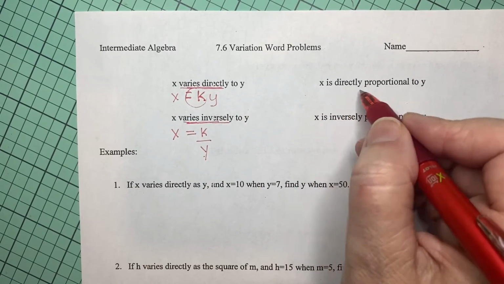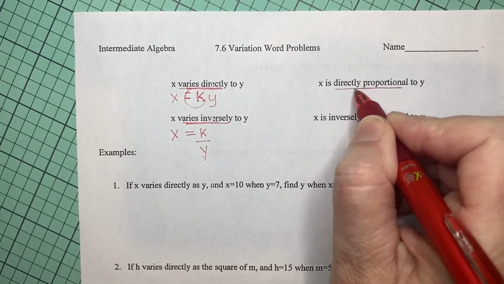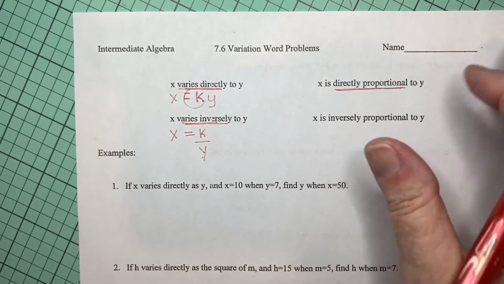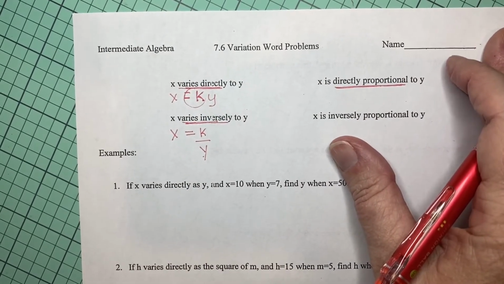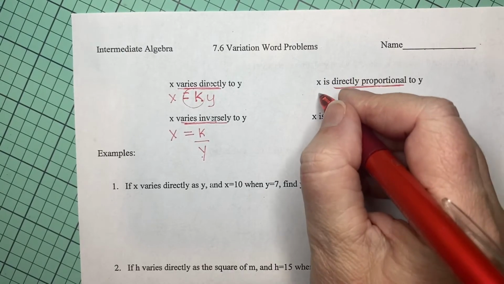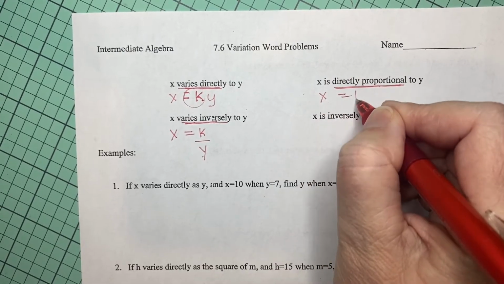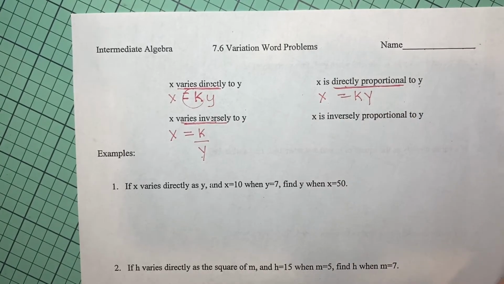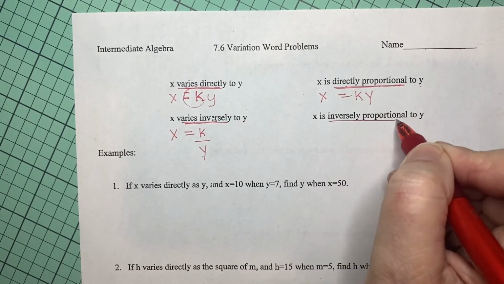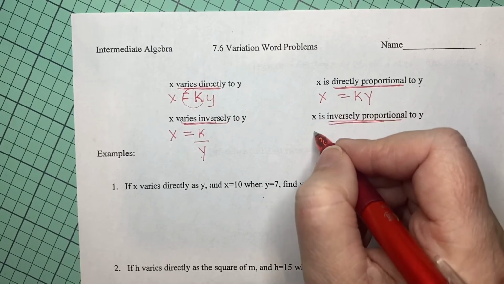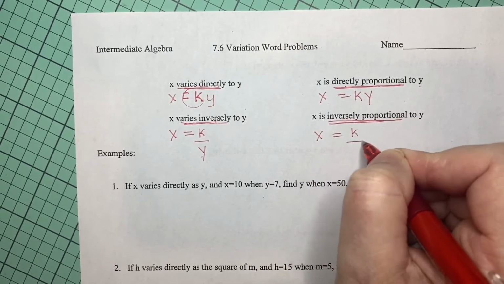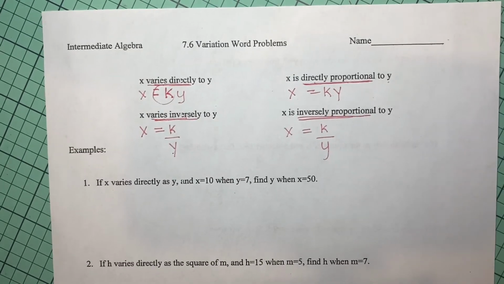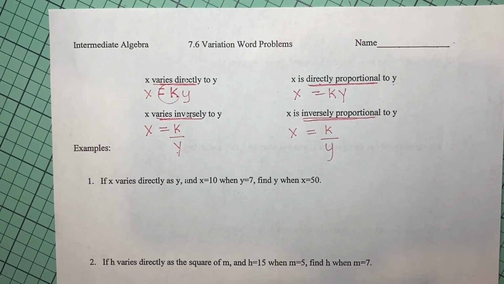Now this next one, x is directly proportional. Directly proportional is the same thing as varies. It just means it's changing in some way. So when we translate this one, it's just going to be x equals k, and because it says directly to y, the y is right next to it. This one says inversely, so it's just x equals k with the y underneath it. And that's the main translation that you need for these problems.